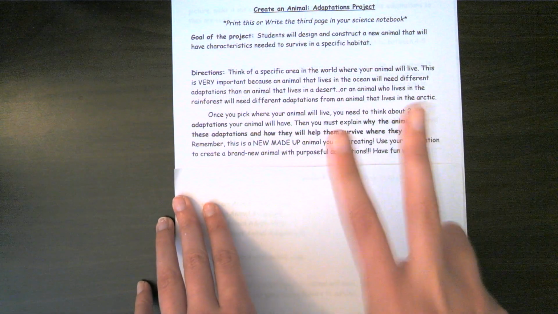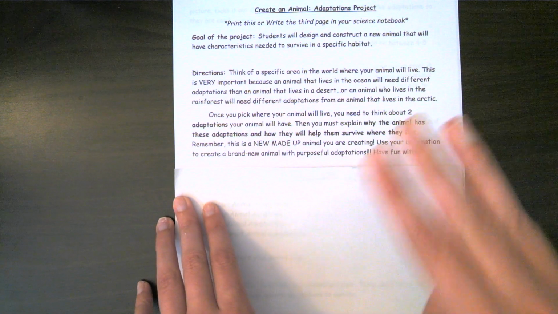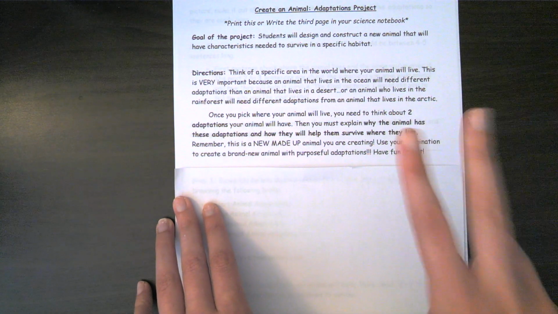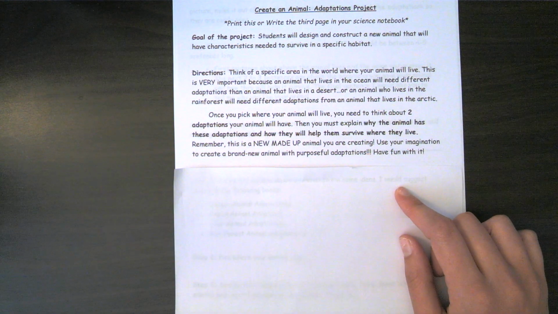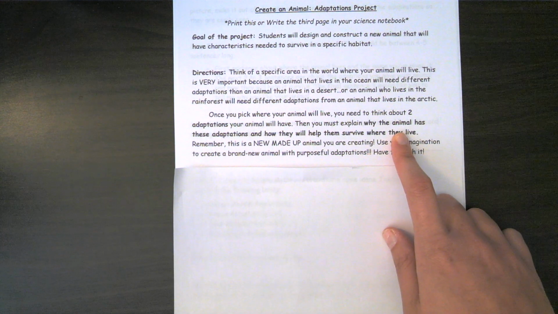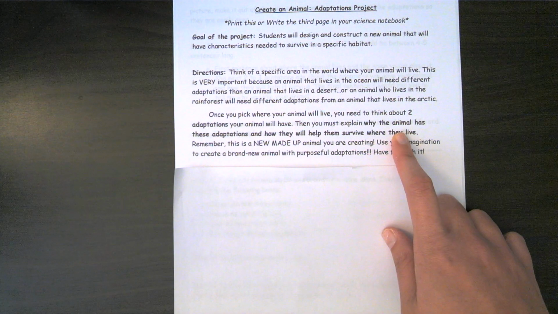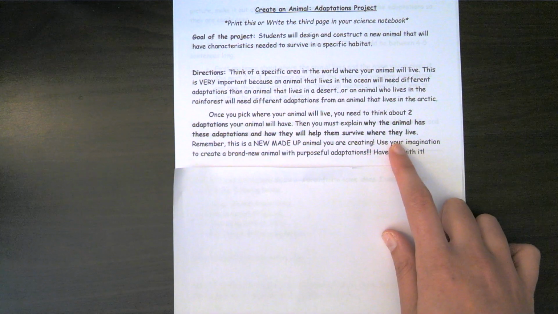Once you pick where your animal will live, you need to think about 2 adaptations. So those are just 2, not 1, not 3. 2 adaptations your animal will have. Then you must explain why the animal has these adaptations and how they will help them survive where they live.